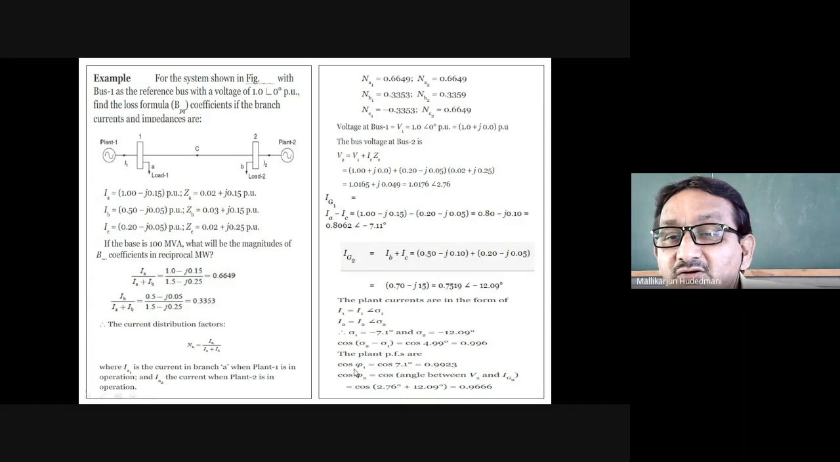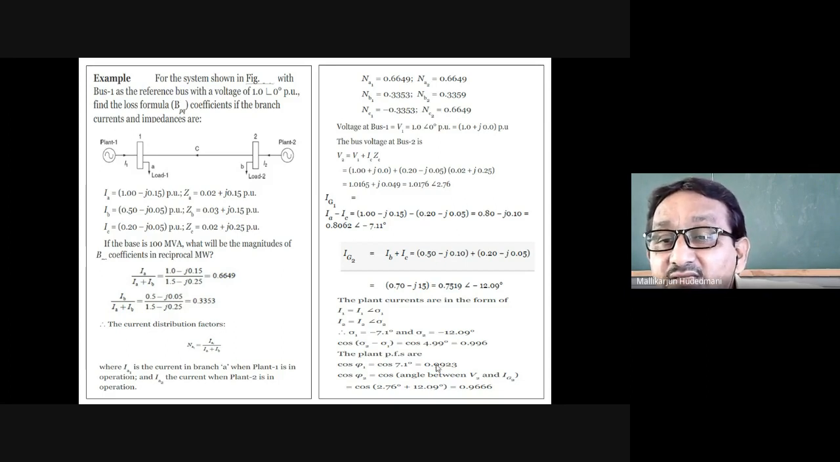Then cos phi 1, the angle of this particular current. This I have to calculate. Then cos phi 2, the angle between V2 and Ig2. What is the power factor? Power factor is the angle between plant voltage and plant current. The angle between V2 and I2 is phi 2, and cos of it becomes the power factor.